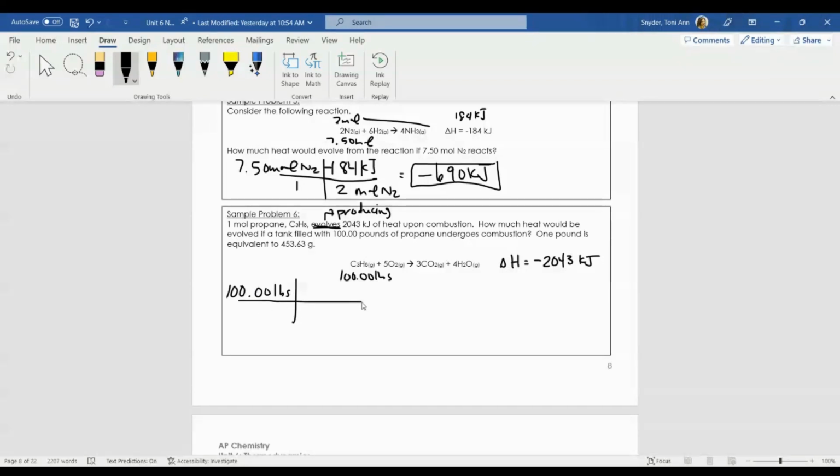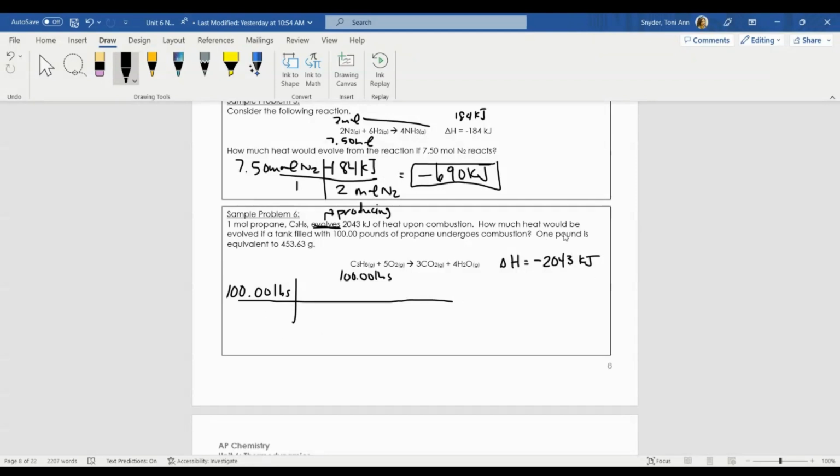It's a real life problem here because think about it. A lot of people might use propane to heat their homes. We use propane in our lab, right? So we have to consider, all right, if we have propane tanks, how much heat are we going to get from those? Okay, so 100 pounds.